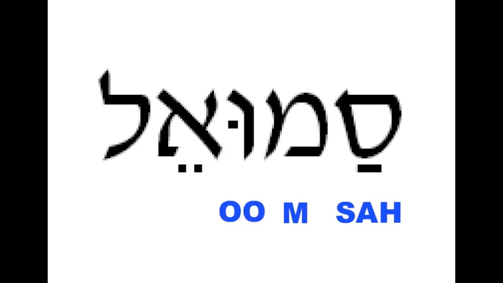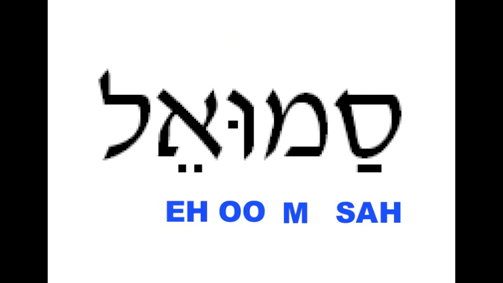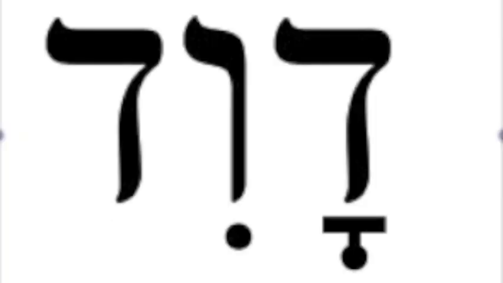And this vav has the dot on the left, so we get the U sound. The aleph only makes the sound of the E vowel. And the last letter is a lamed with the L sound, as in lion. So when you sound it out, Sa-M-U-El, Samuel. And the last name you had in a previous lesson, sound it out.